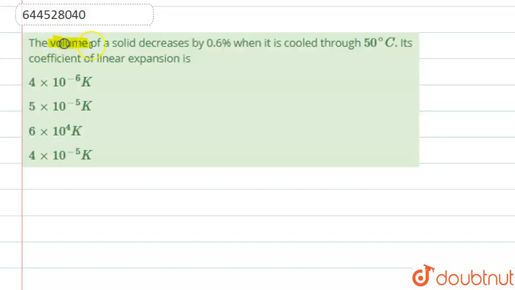Well, hello students, now we're going to see this question. The question says that the volume of a solid decreases by 0.6% when cooled through 50 degrees Celsius.